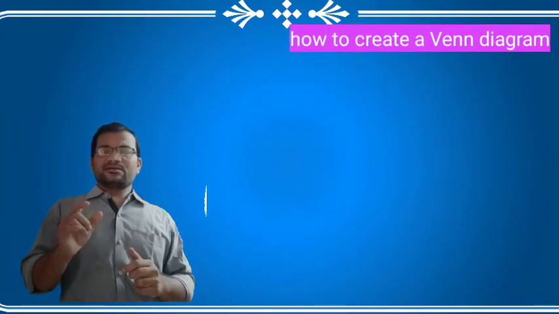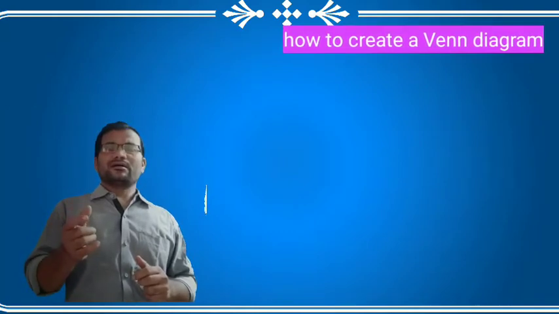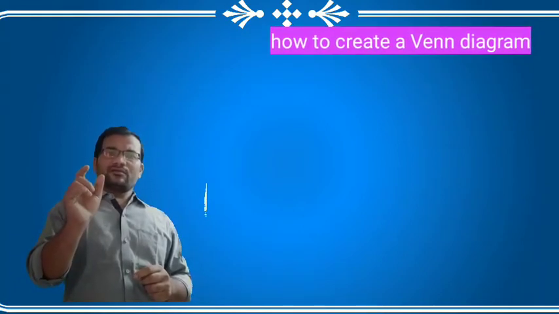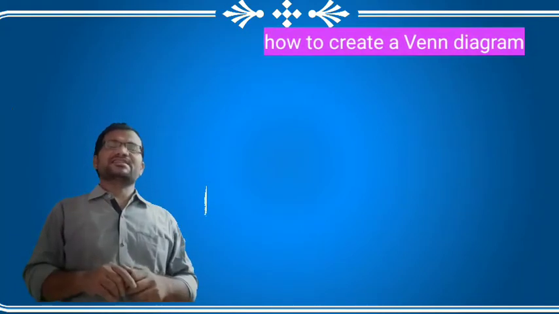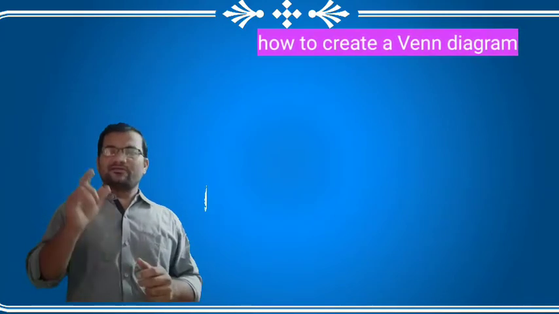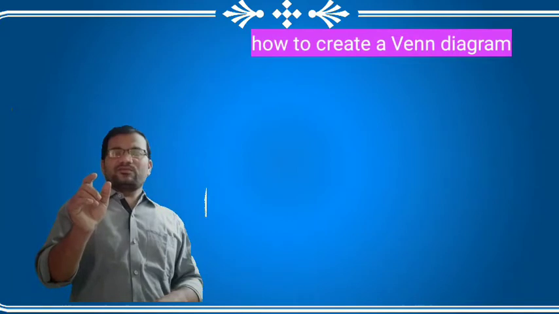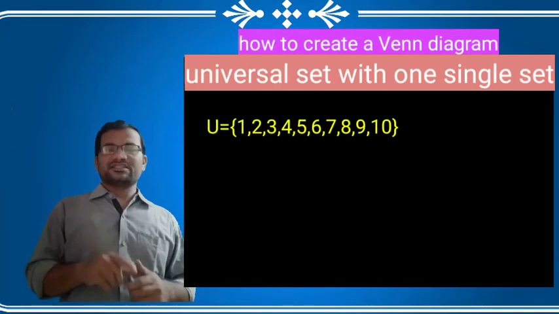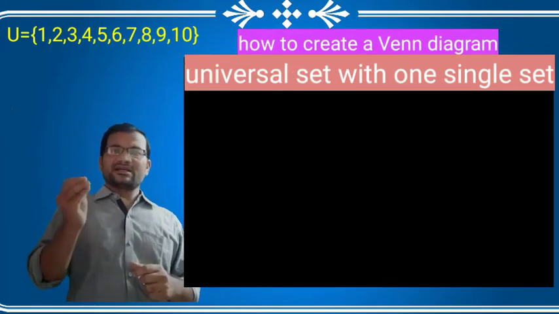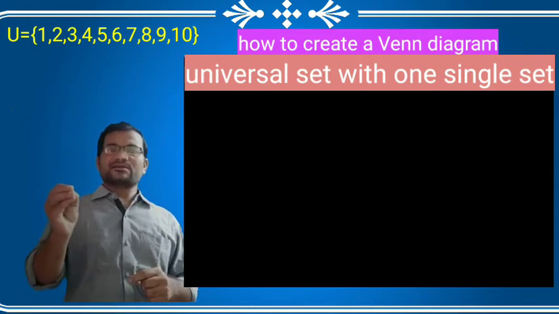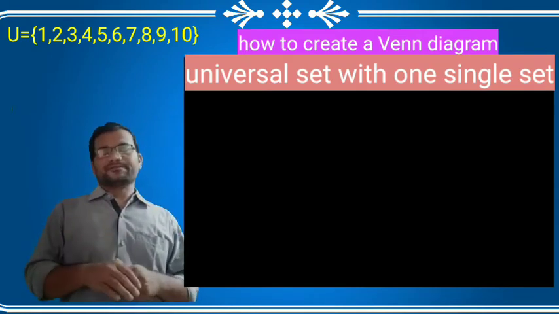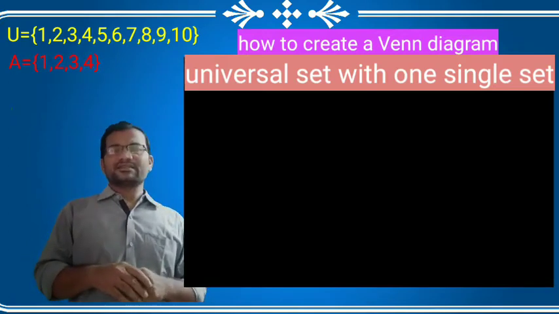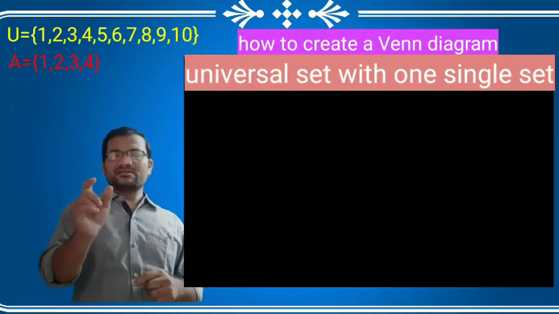Let us work on the universal set with one single set inside it. Right. For that I take my universal set U equals the set of natural numbers 1 to 10, and the set which is under it I call A. So A is the set of, I take it, 1, 2, 3, 4. So I am going to represent it in a diagram like this. The procedure is as follows.